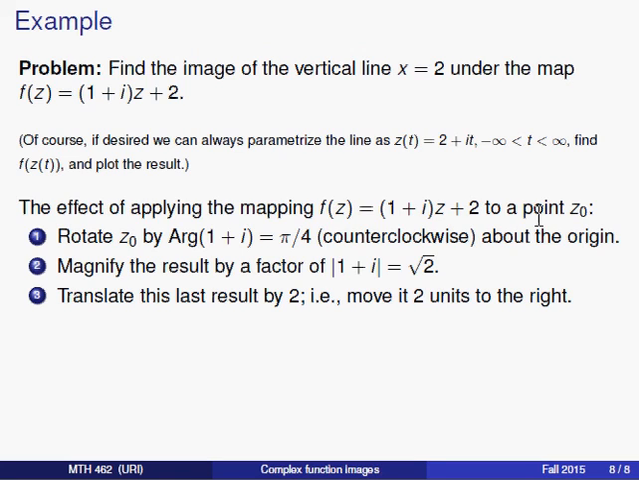Now, when we perform this on every point on the vertical line, the result is a line that lies in a slanted manner in the complex plane. To follow this through with a single point, we'll take a look at this point. Following those steps, we would rotate this point around the origin by an angle of pi-fourths. We would then magnify the result. We're going to change its modulus by a factor of square root of 2, so it will move farther away from the origin. And then we're going to translate it 2 units to the right. So our point that started out on the x-axis would end up about here. And you can see that that's what happens in the image.